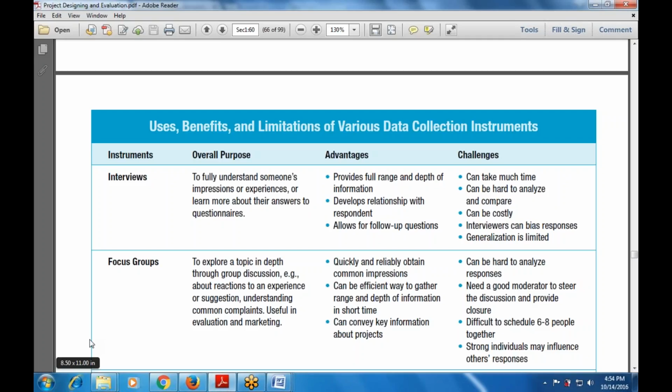As I said, there are multiple thoughts from multiple persons. So the focus group is a very efficient way to gather the range and depth of information in a short time. Then it can convey key information about the project. What is the key information about the project? How it deals, or how it works, with the focus group.